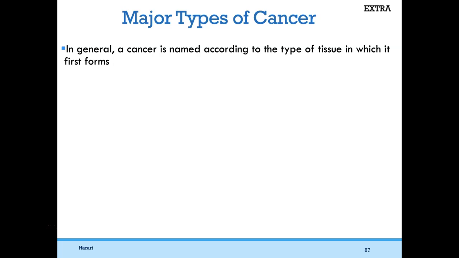So now I want to talk about some extra information that won't be covered. Anything you see here won't be on the exam or the quiz, but it's good to know. Cancer is named according to the type of tissue in which it first forms. So sarcomas are cancers of bone and cartilage.